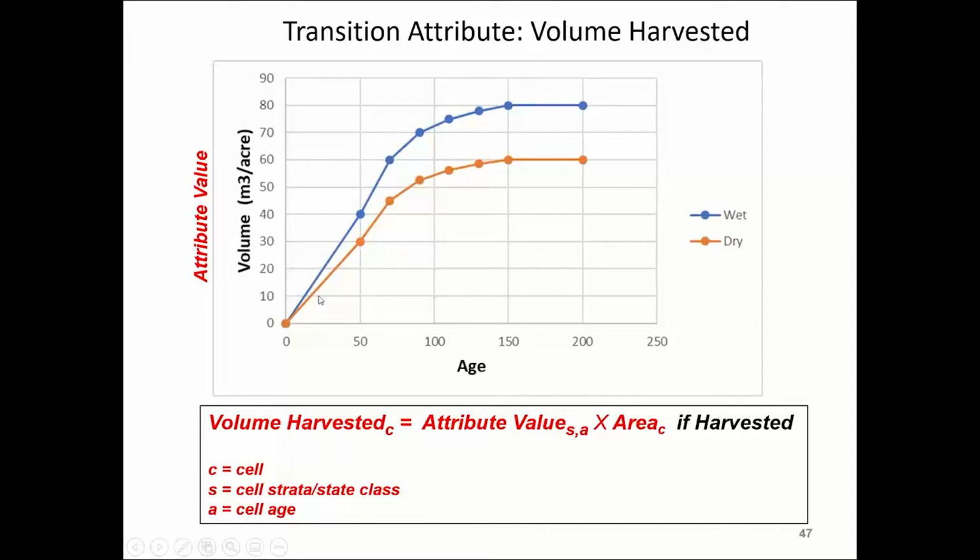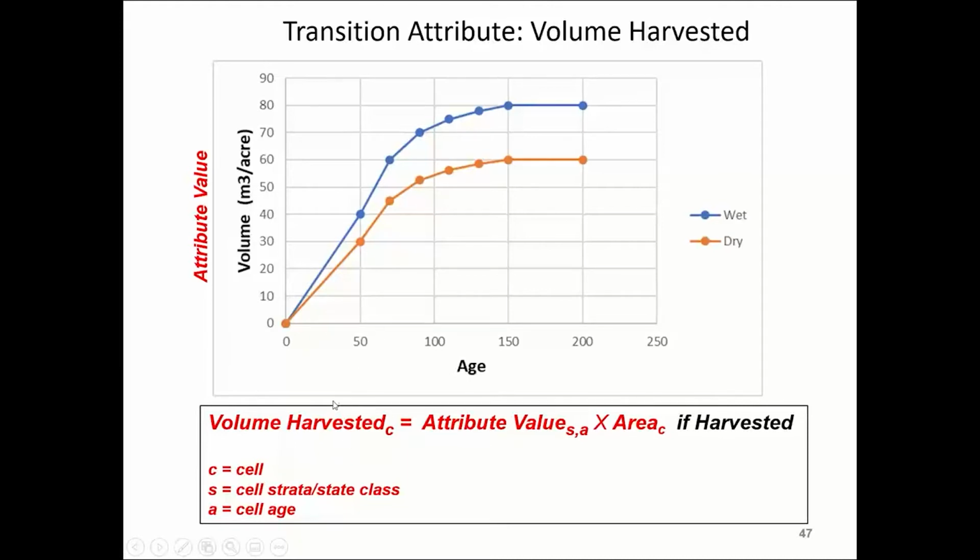And so, for example, here, if we had a cell that was age 50 and it was in the dry strata, this is showing how you can involve strata in here too, then you would say that if I harvested that cell, I would calculate that that cell contributed 30 cubic meters per acre, times the number of acres represented by the cell, which would give you how much volume is harvested off of that cell.